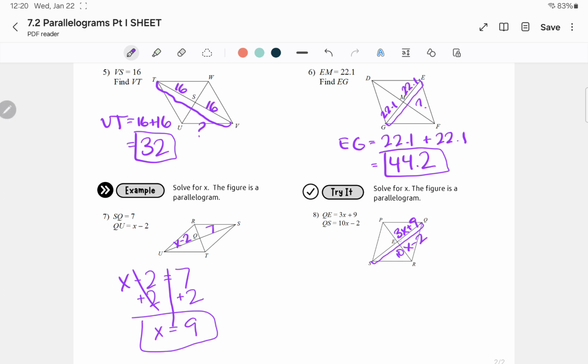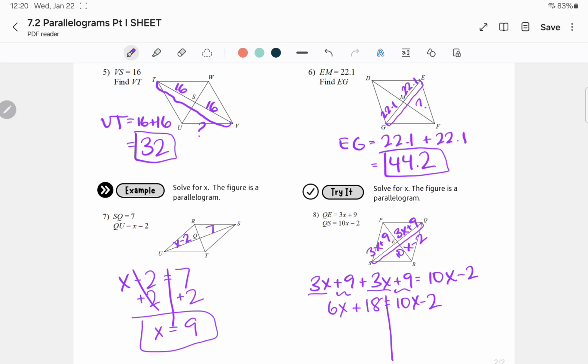So I have QE is 3x plus 9. That means this other side is also 3x plus 9. So if I add these two together, they're going to give me the whole thing. So my equation is going to be 3x plus 9 plus 3x plus 9 is equal to 10x minus 2. So let's combine like terms. 3x and 3x is 6x. And then 9 plus 9 is 18. And that's equal to 10x minus 2 still.